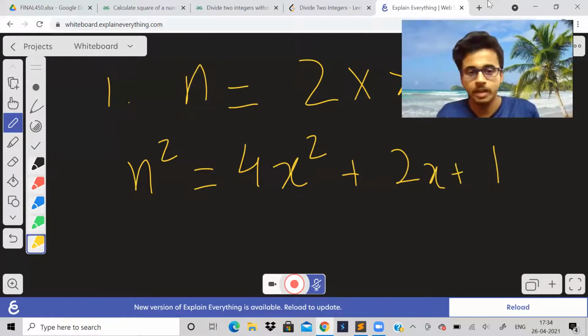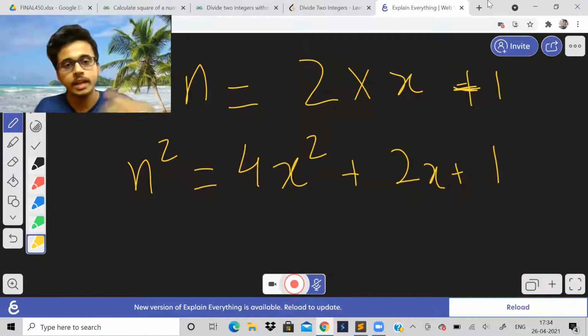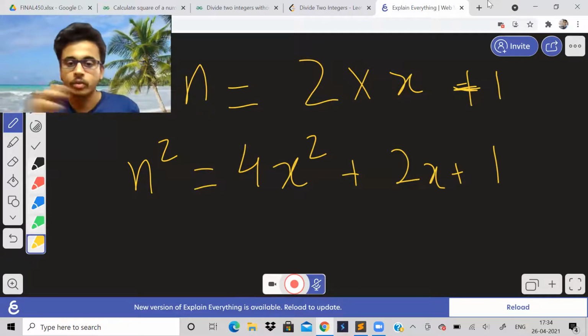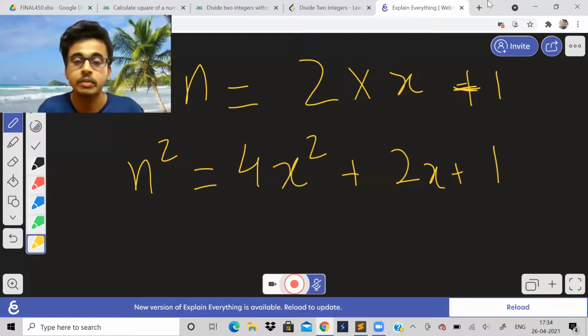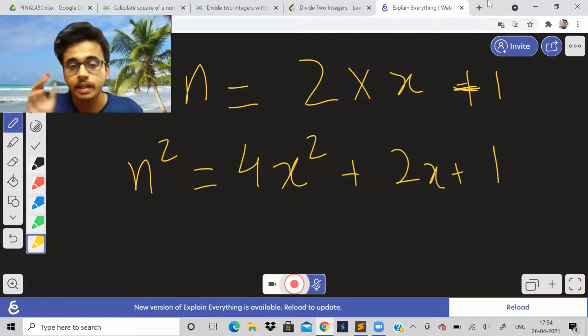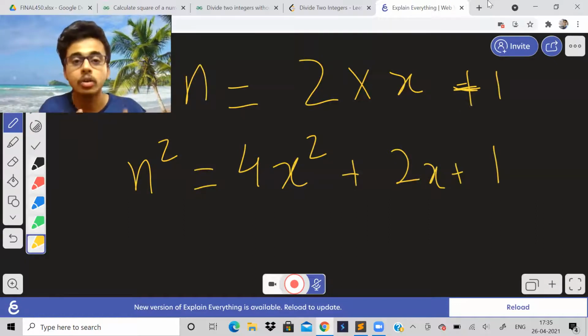N is equal to 2x plus 1. So n square is 2x plus 1 whole square, 4x square plus 2x plus 1. How to express these things? You cannot use the multiply operator. How to multiply a number with 2 without using the multiplication operator? Left shift it by 1. How to multiply a number by 4 without using the multiplication operator? Left shift it by 2.